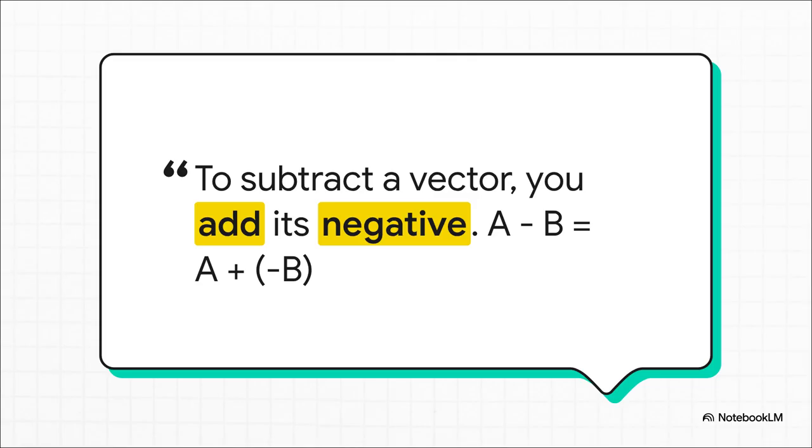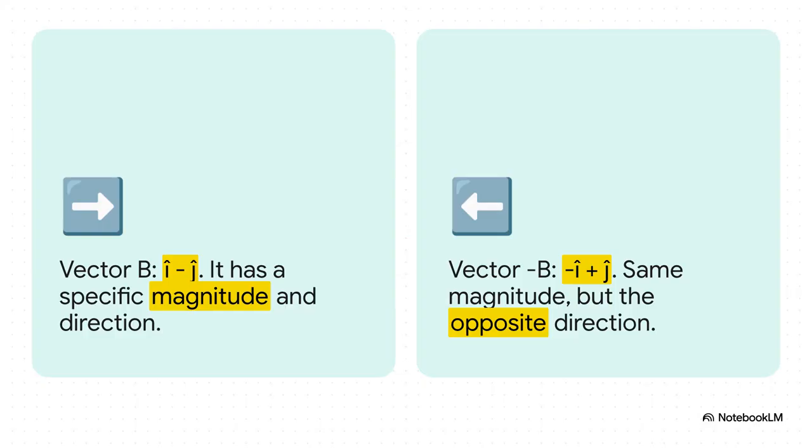So what on earth is a negative vector? It's really simple. A negative vector has the exact same length, the same magnitude, as the original. It just points in the complete opposite direction. So if our vector b was 1i minus 1j, then negative b is negative 1i plus 1j. We just flip the signs on each component. It's the same arrow, just spun 180 degrees around.